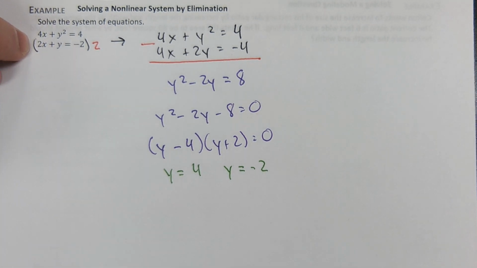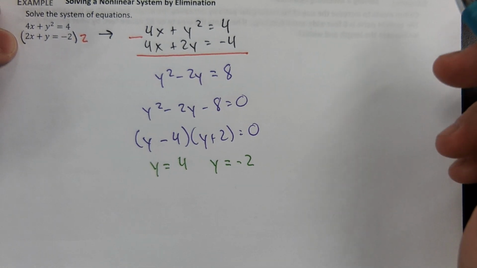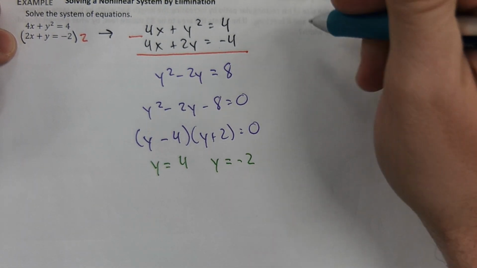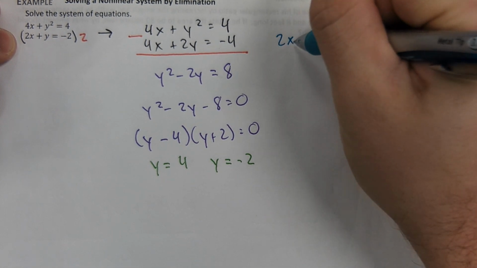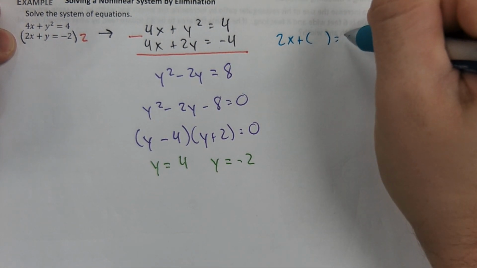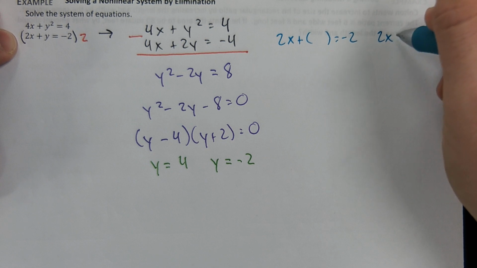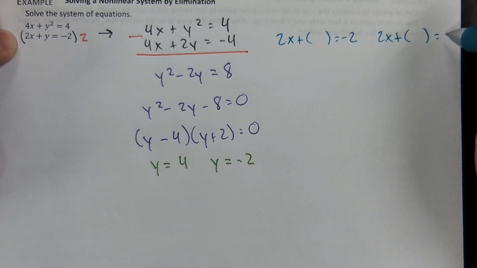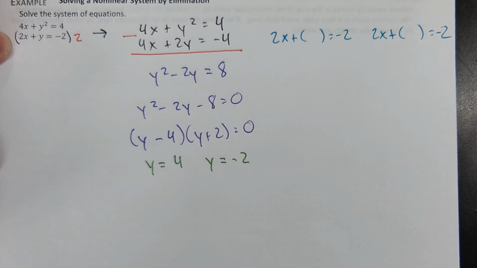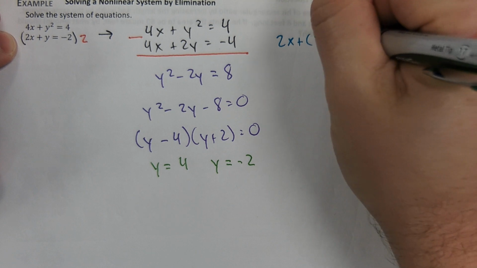So I'm going to substitute my y values into this bottom equation. I have space all over the place. Let's go here. 2x plus a y value equals negative 2. This is where I'm dropping in those y values.